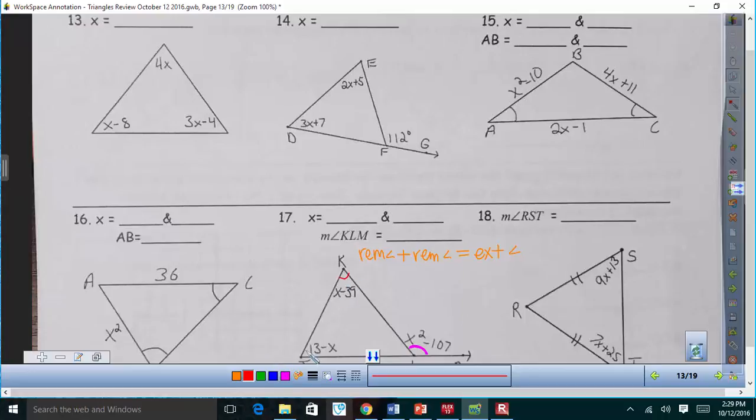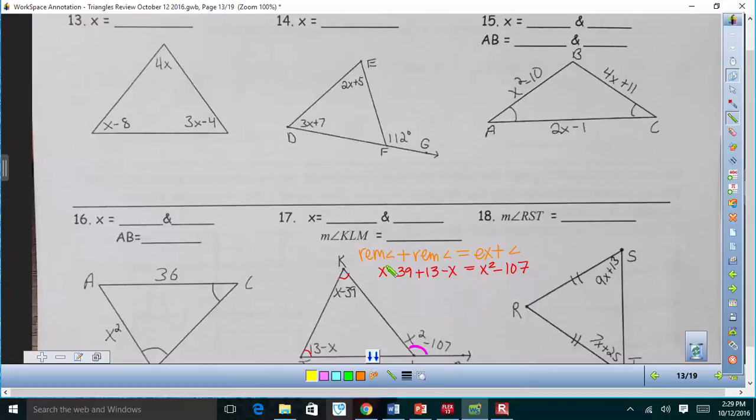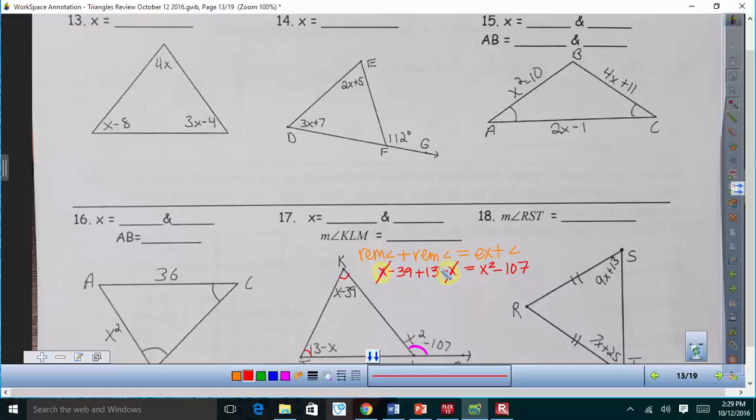So what are my 2 remote angles here? x minus 39 and 13 minus x. So I would do x minus 39 plus 13 minus x. So remote plus remote equals my exterior, which is x squared minus 107. Okay? So I have a positive x minus x. What's going to happen to those? They cancel. And then I have negative 39 plus 13. What is that going to give me?